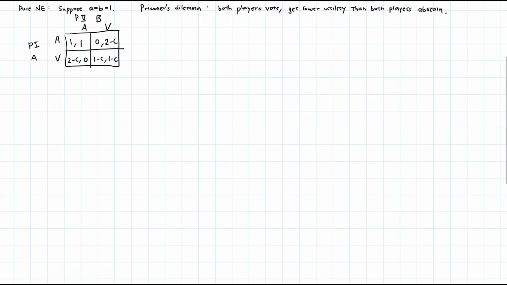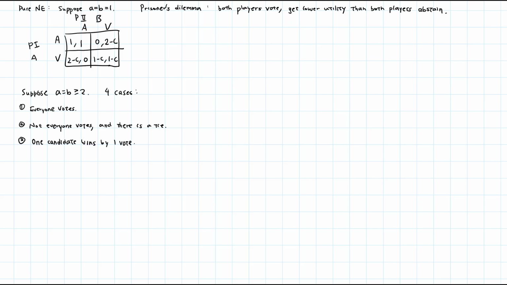Let's look at a larger example where we suppose that A is still equal to B, but now they are both at least 2. We look at 4 different cases. Everyone votes. Not everyone votes, but there is a tie. One candidate wins by 1 vote, and one candidate wins by at least 2 votes. Are any of these cases pure Nash equilibria?